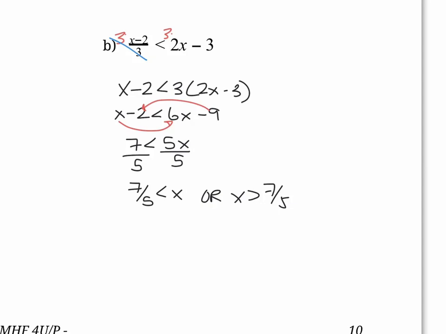If we were to write this on a number line, we'd have 7 over 5. 2 is greater than 7 over 5, 1 is less than 7 over 5. The solution does not include 7 over 5, so I'm going to put an open dot there, and x can be anything that's greater than that.